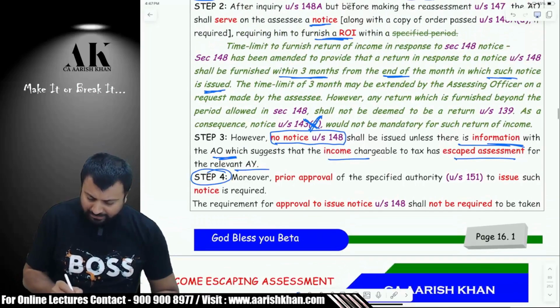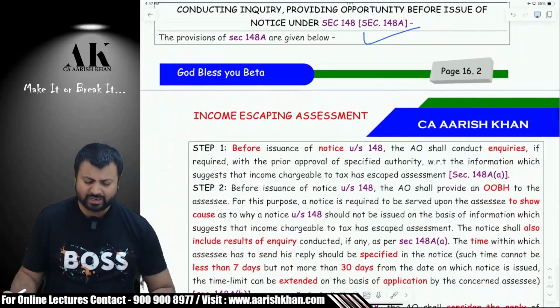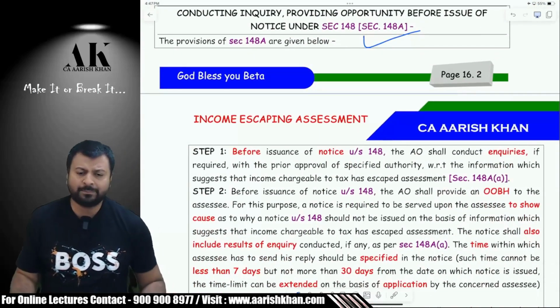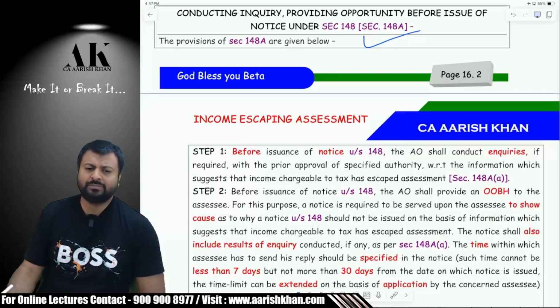Step number 4 and the last step. Moreover, prior approval of the specified authority shall be taken to issue notice. That is okay. So if the AO wants to send you notice, he has to take what? Prior approval of the higher authority. Who are those higher authorities? That I'll be showing you in some time.